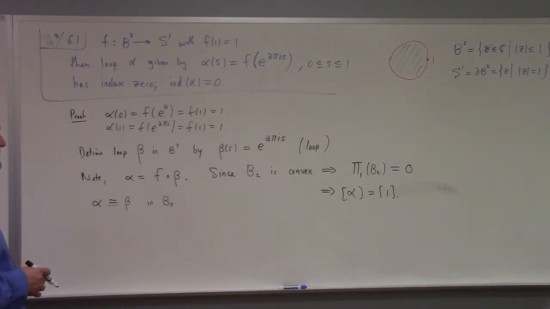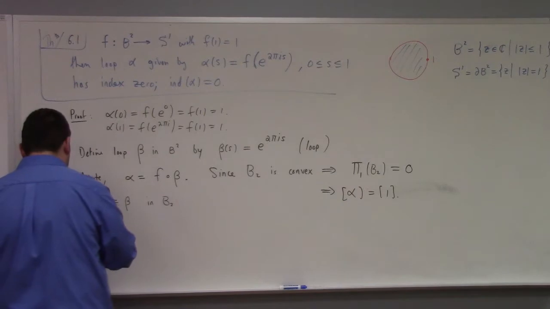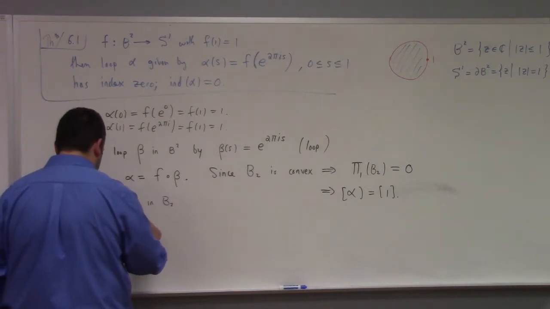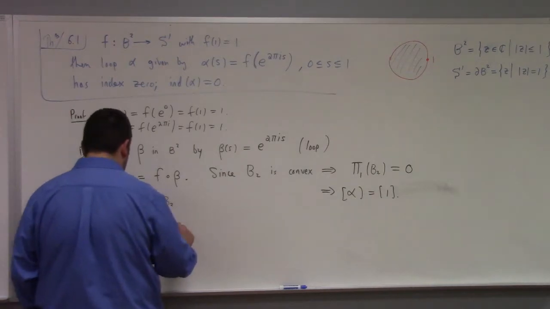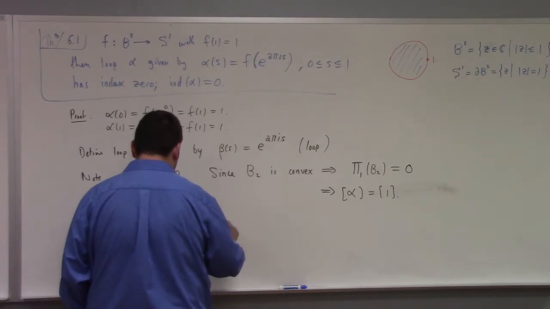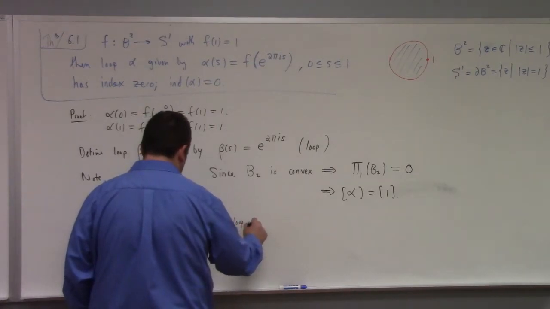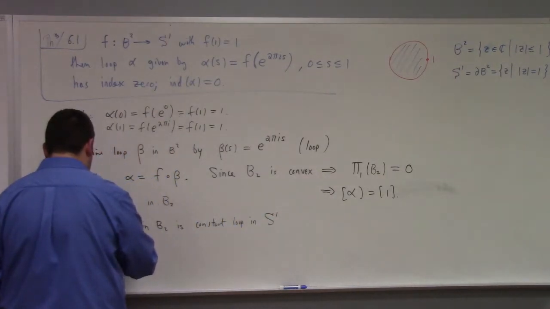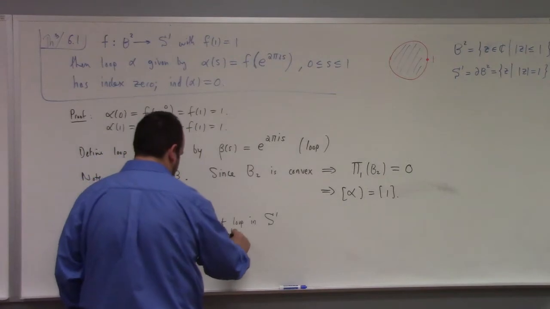What happens to the constant loop under F? So the constant... I mean, that's true because it's at 1 and it's at 1, right?